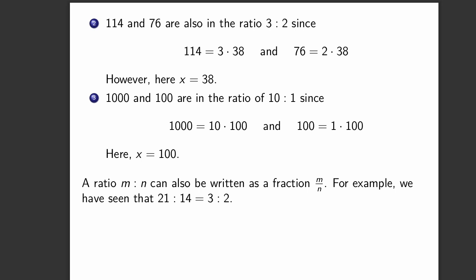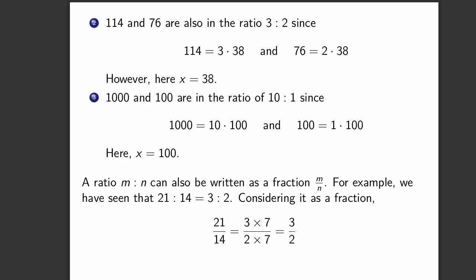The ratio m to n can also be written as a fraction m over n. So for example, we have seen that 21 to 14 is in the ratio of 3 to 2. So if we write 21 and 14 as a fraction, 21 over 14, then the common factor 7 cancels out, and what we get is 3 over 2. So this 21 to 14, the ratio as we call it 3 to 2, can also be regarded as 3 over 2. But although we can use this notation interchangeably while solving problems, they have a little different interpretation, and I will explain what it means.